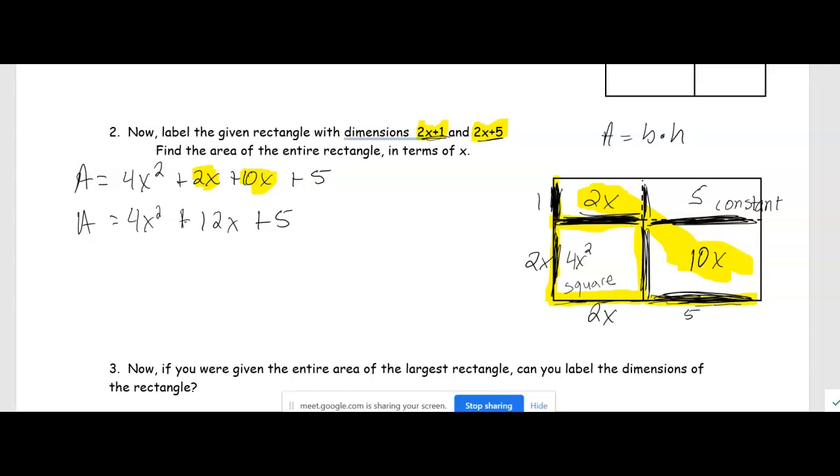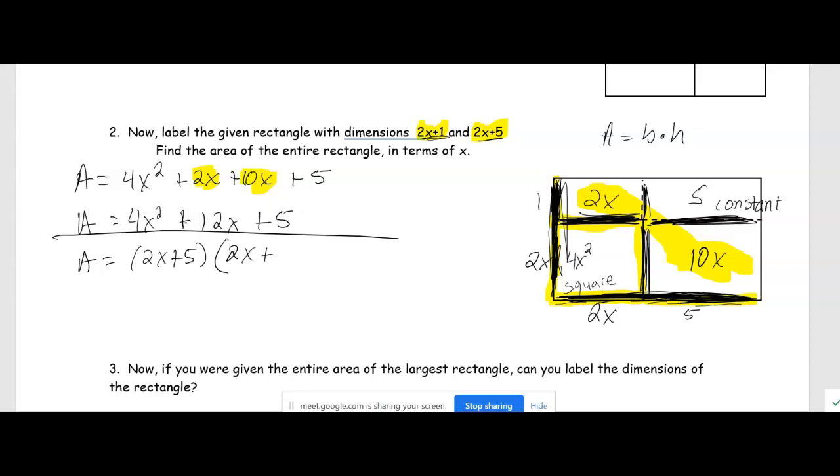So this is our area. The other way we said that we can do that, and that's what we're going to be doing also here today, is just take the overall base, so the 2x plus a 5, that's the big base, and multiply it by your height, which is the 2x plus a 1. If we FOIL that out, we better get the exact same thing we got when we added everything up. So that's what we'll do real quick.